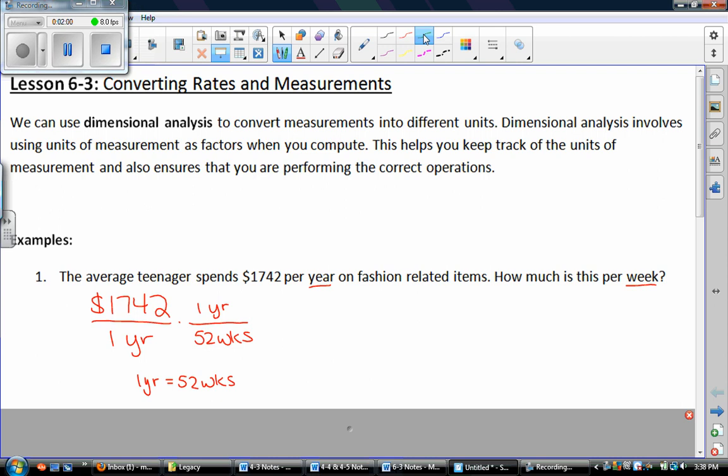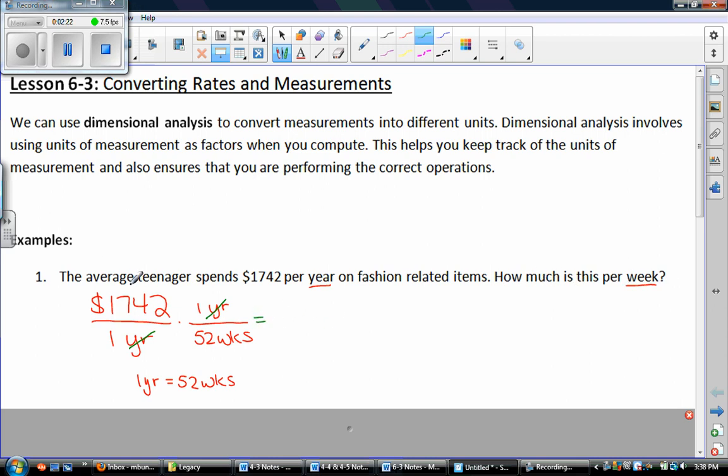Now the point of this, if you look at your units, years on the top and years on the bottom will cancel. Just like you would cancel factors when you're multiplying fractions, you can cancel units here. So now if you see what we're going to be left with, we have dollars and we have weeks, and that's what we wanted. How many dollars is this per week?